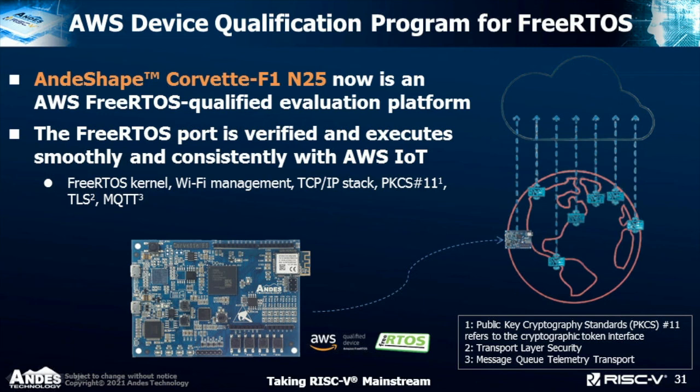Andes FreeRTOS support on the AndeShape CoVAP 1 and 25 EVB is qualified by AWS. Not only FreeRTOS kernel porting, the qualification program requires integrating with networking stacks such as Wi-Fi and TCP/IP, and security functions such as public key cryptographic standard and TLS, and the message protocol MQTT. The verification program runs on device and cloud as well to examine that the AWS IoT functions are executed correctly, smoothly, and consistently.